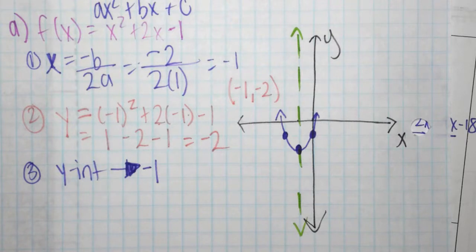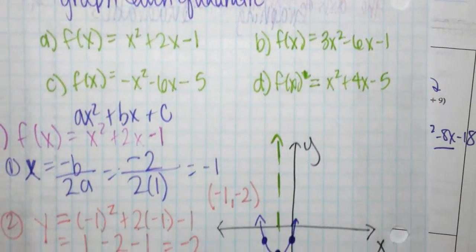Okay, try b on your own. 3x squared minus 6x minus 1.